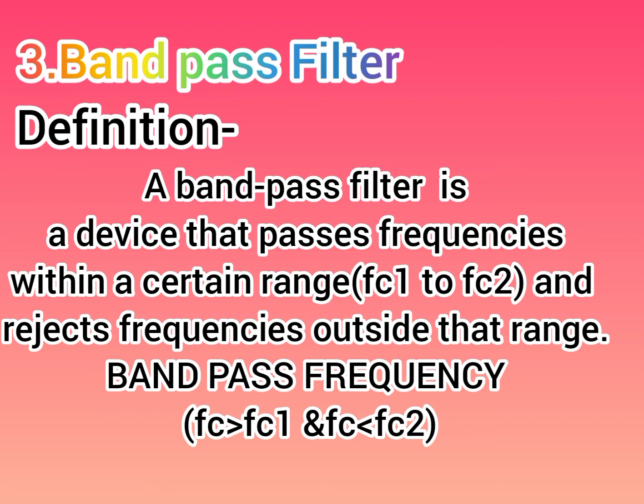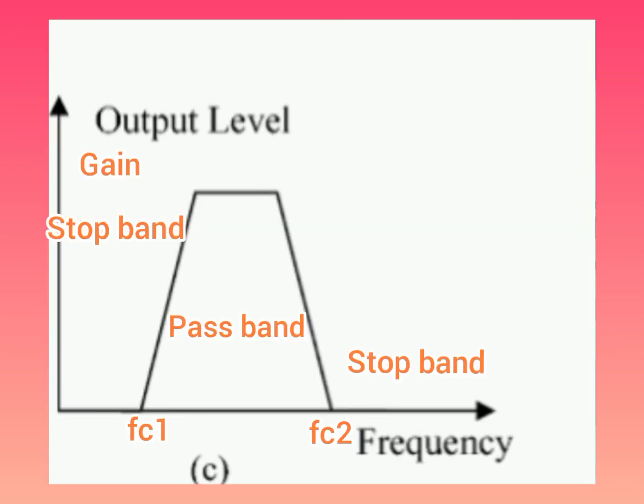Next one is band pass filter. A band pass filter is a device that passes frequencies within a certain range, that is FC1 to FC2, and rejects frequencies outside that range. It means it allows the frequencies between FC1 and FC2 to pass. You can see the diagram here. FC1 to FC2 is the pass band, which allows frequencies to pass only.